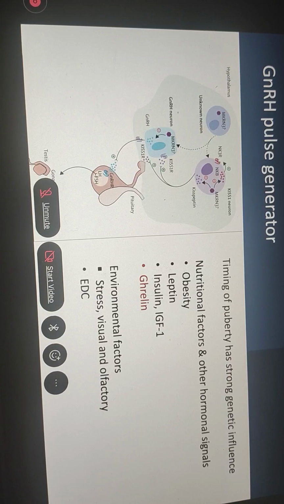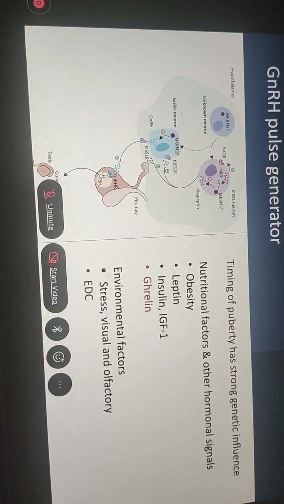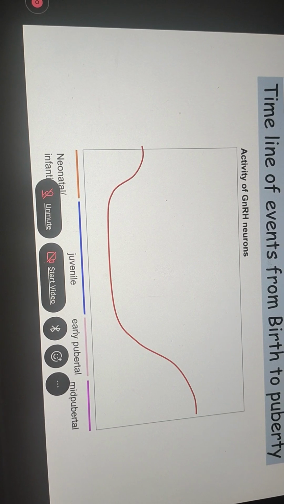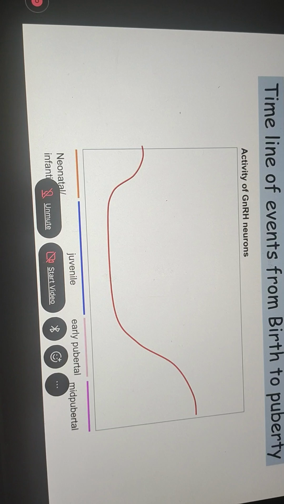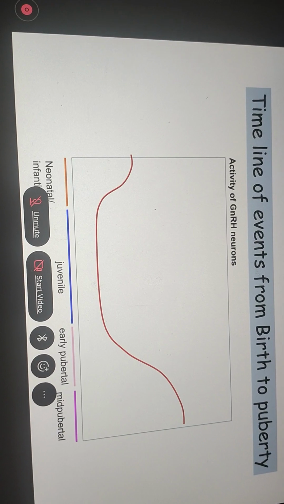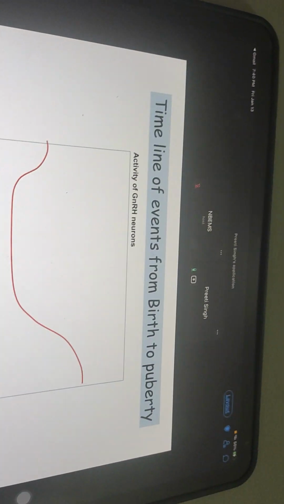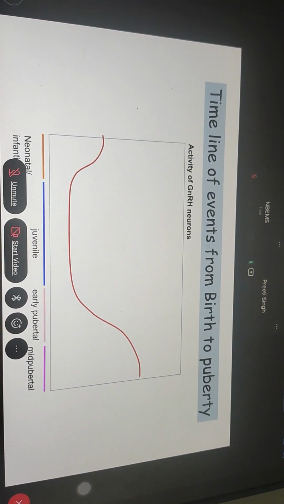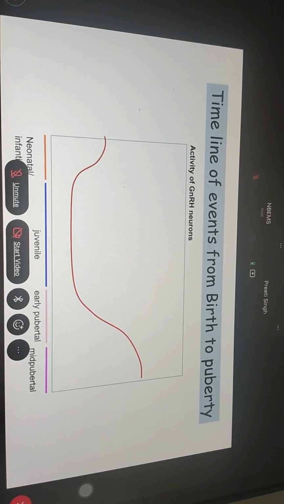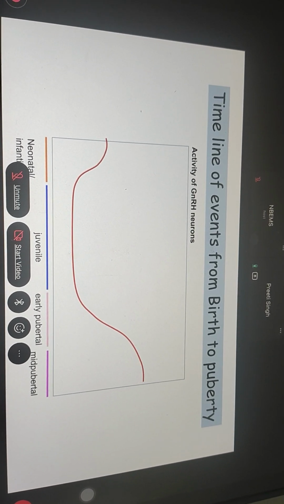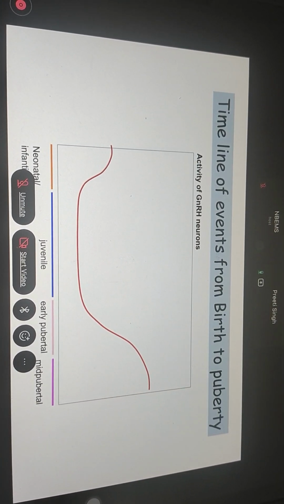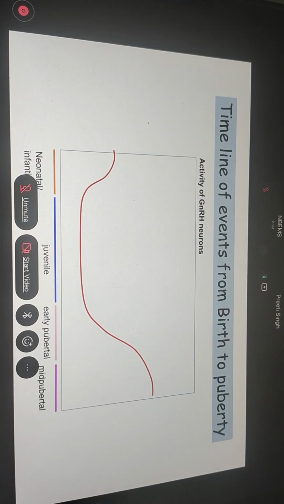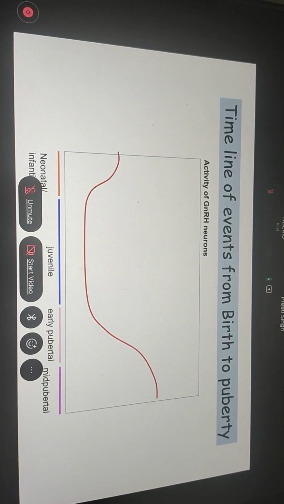So we must understand that the GnRH pulse generator is the key regulator of puberty in childhood, and once it gets activated during puberty, the series of events starts. During the neonatal phase, it is very important to understand that there is something called mini puberty, because the GnRH pulse generator is active from the age of 2 weeks up till the age of 6 months in boys, and in girls it remains activated up till the age of 2 to 3 years.